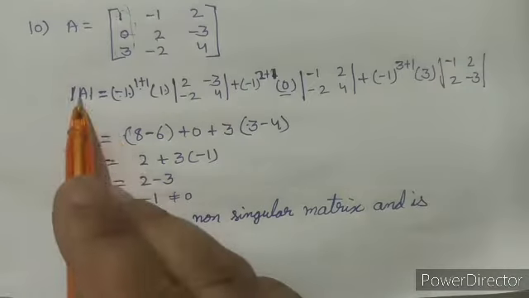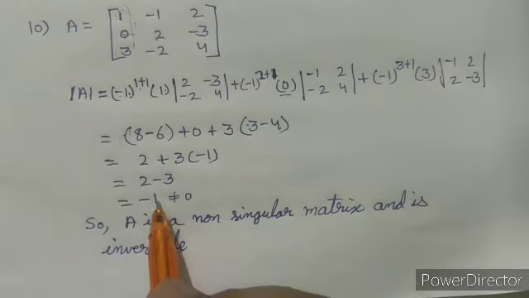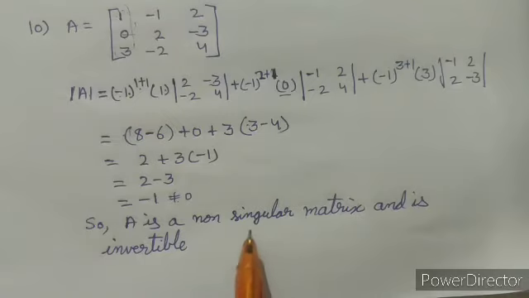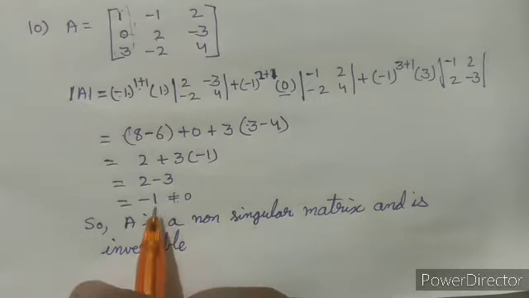If the determinant of A comes out as 0, then it will be a singular matrix and will not be invertible. That means we cannot proceed further. But here it is a non-singular matrix, so we will find its inverse.